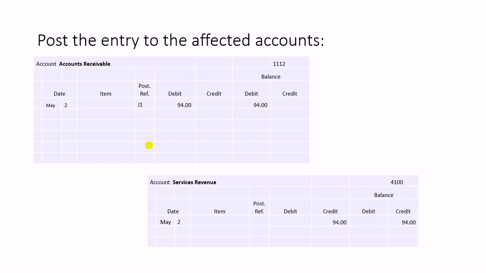Okay, now we would go and post to the accounts that were affected. Accounts receivable, we would debit for $94. And there was no prior balance, so the new balance is debited for $94. Then we would go to our income account, our revenue account, services revenue, and we would credit the services revenue account. There is no prior balance, so we would have a credit balance of $94.